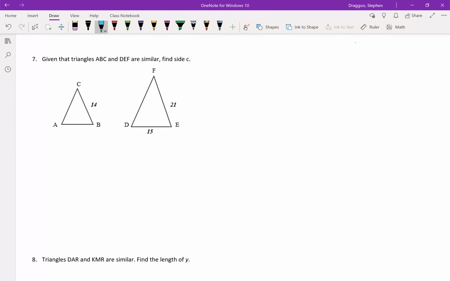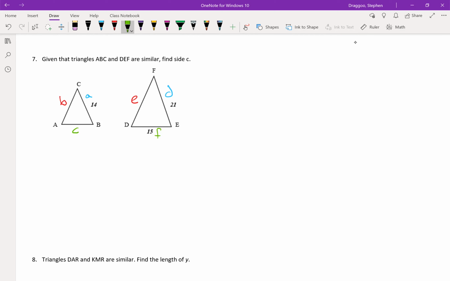So side A should be opposite angle A. In this case, it looks like side A is 14. If we jump over to the right triangle and label its corresponding side, side D should be opposite angle D. We can do the same thing for sides B and also E, and side C is opposite angle C, side F is opposite angle F.